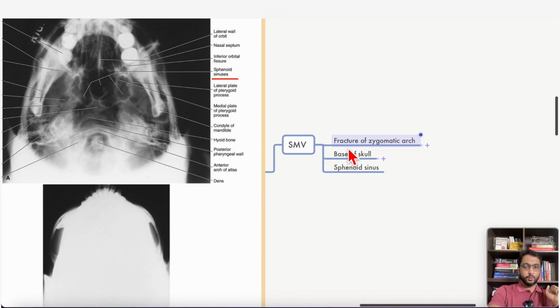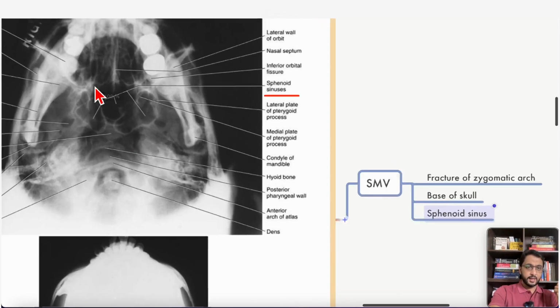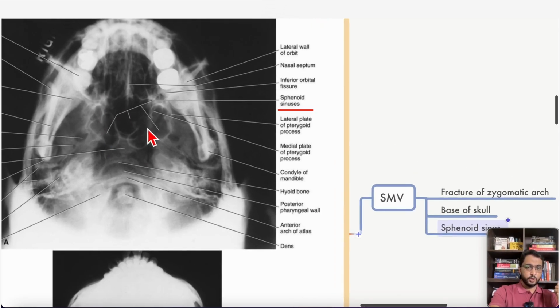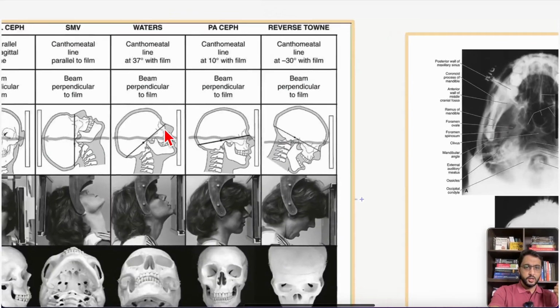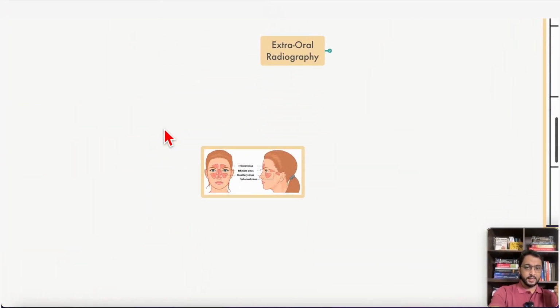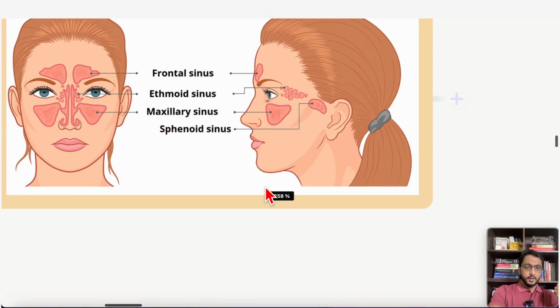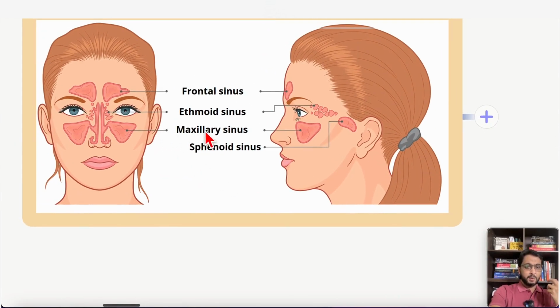Besides that, as I've told you, you can see the base of the skull. Any trauma to the base of the skull, you can visualize it. The sphenoid sinus is now very clear here. I'll give you a better image to visualize all the sinuses. So you are very clear about your maxillary sinus, isn't it? Here it is. This is the frontal bone, so you'll have the frontal sinus there. This is the ethmoid bone, so you'll have the ethmoid sinus.